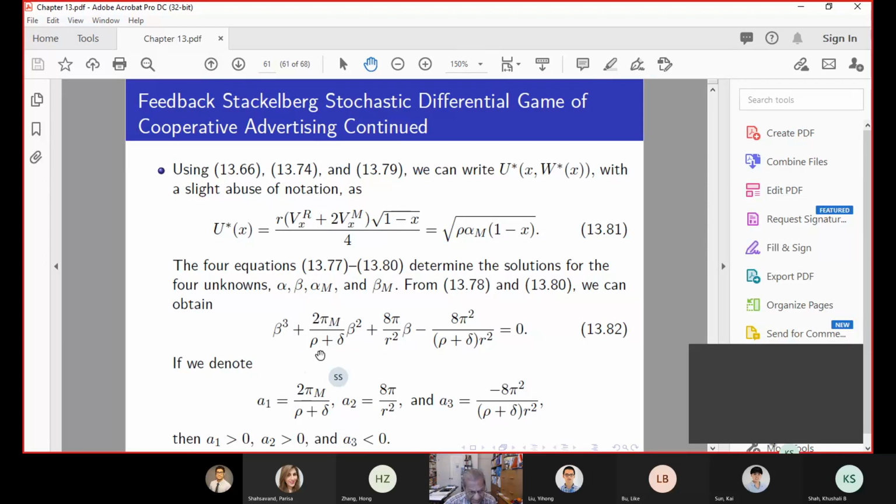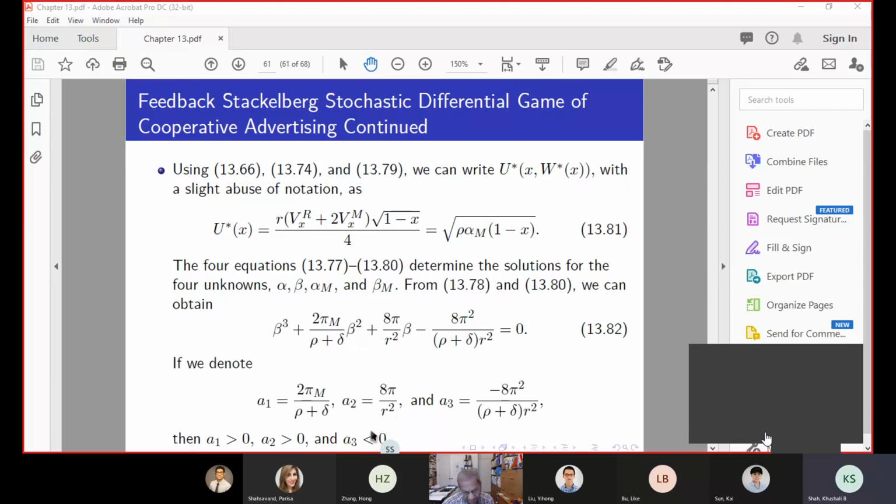We're defining a cubic equation by the following. We're going to call this A1, this A2, and this A3. I think it's better to write the equation one more time. Kushali, can you put this slide up? After we decide this, that equation becomes beta cube plus A1 beta square plus A2 beta minus A3 equal to 0. That's the whole reason I'm defining this.